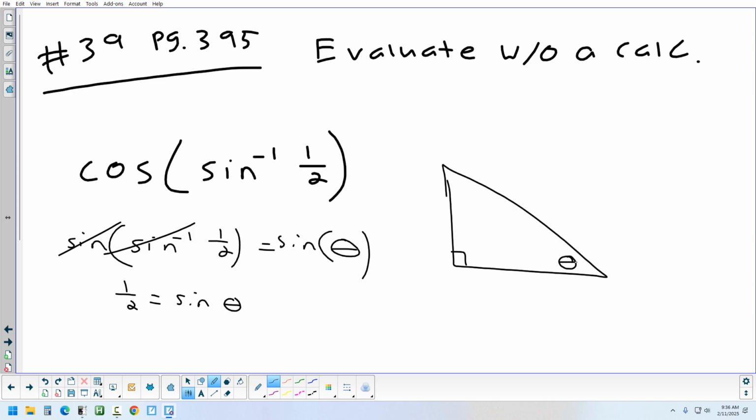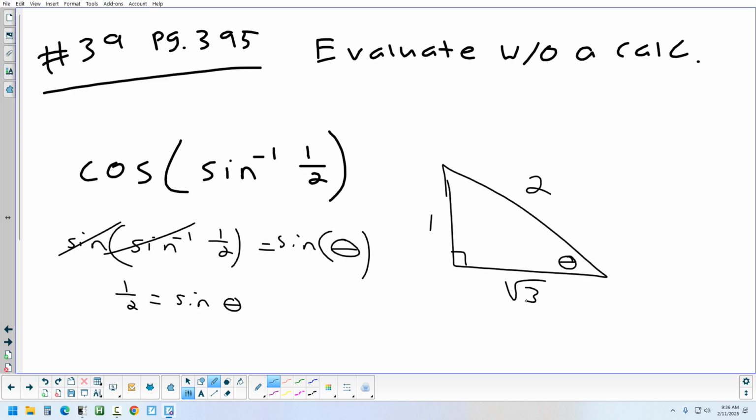You can do the opposite be 1, and adjacent be 2. Oh no, hypotenuse is 2. Hypotenuse is 2. And then use your Pythagorean theorem. Or recognize that as a special right triangle. Again, I would just use Pythagorean theorem because you might not have a special right triangle all the time. But that's what you get if you use Pythagorean theorem.